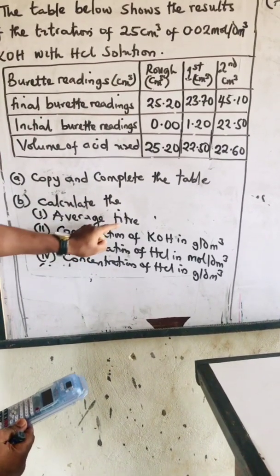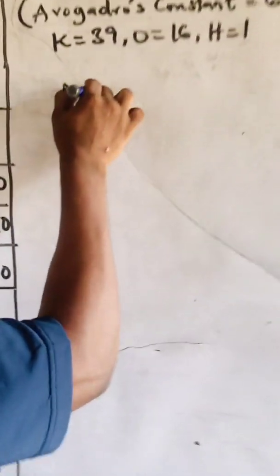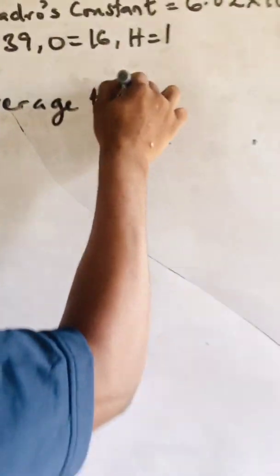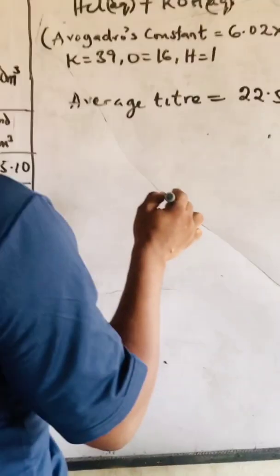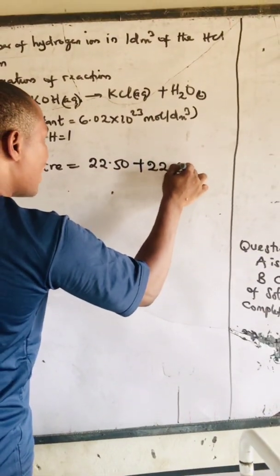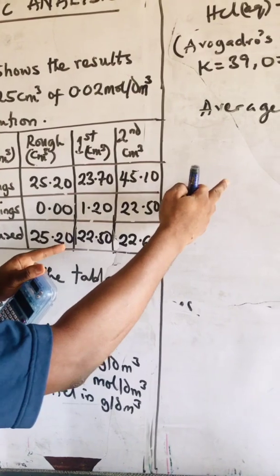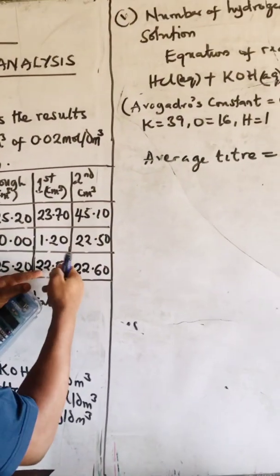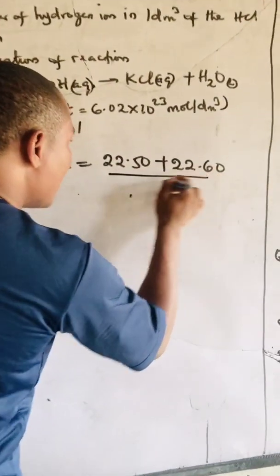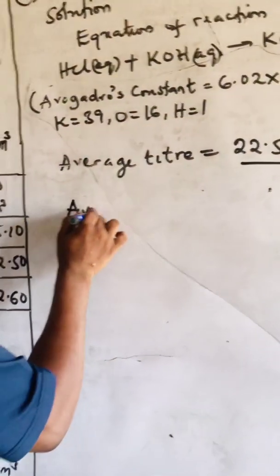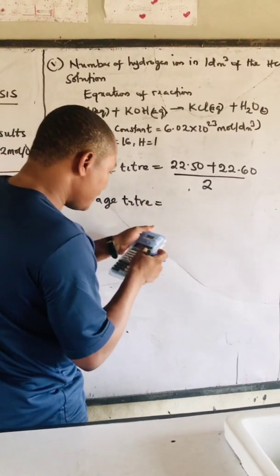So for me to calculate the average titer now, I will just say the average titer will be equal to 22.50 plus this plus 22.60. If you look at these two values, you see they are very close, and that's the reason why we are picking these two. And if you have a third titration too, you can say the first, the second plus the third, then you look for the mean. So because I'm using 2 now, this will be divided by 2.